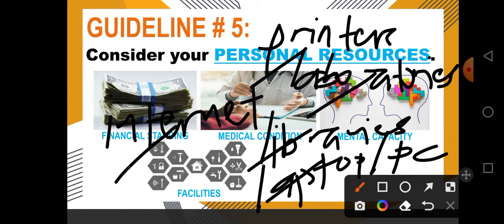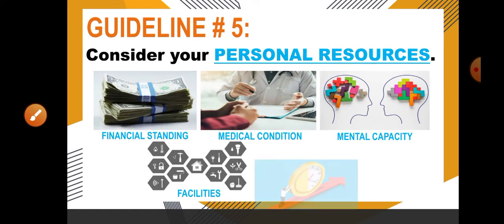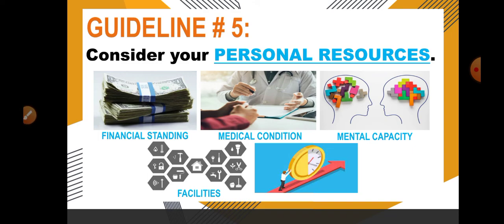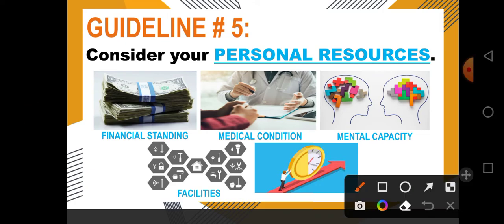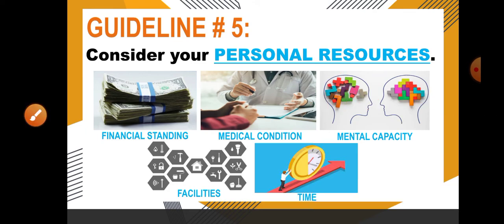So in choosing your research topic, always check the availability of such facilities so that it can cater to your needs. And last but not the least, always consider, class, that research has its own deadline. Conducting research has its own deadline. And as a researcher, you must have a time frame for you to meet those deadlines. Therefore, another personal resource you must consider is your time. You must consider your time, your schedules, so you can meet your deadlines.